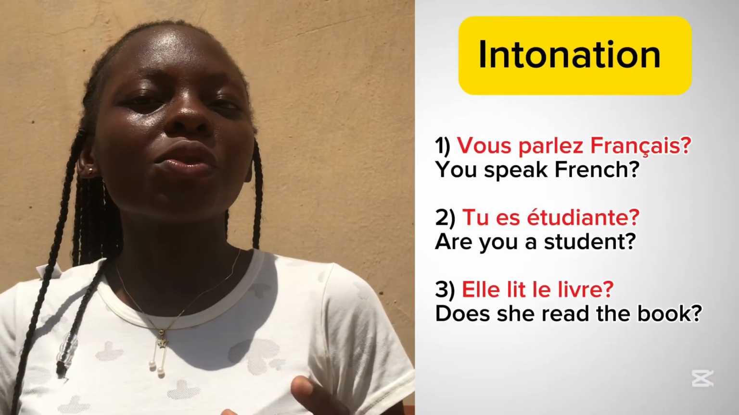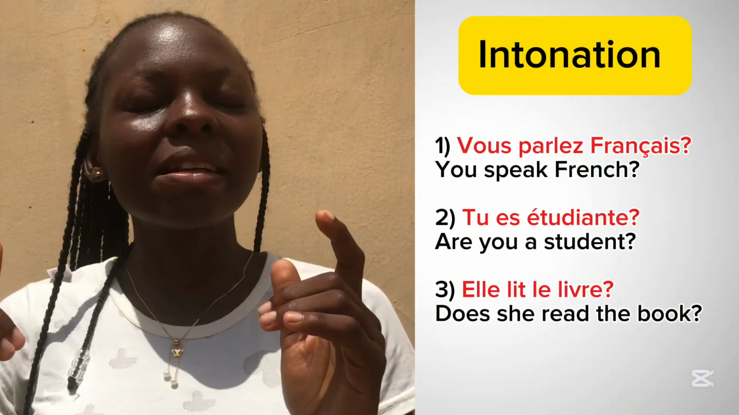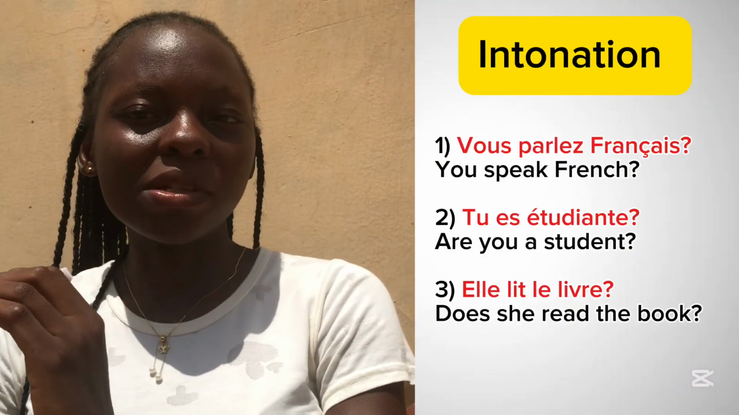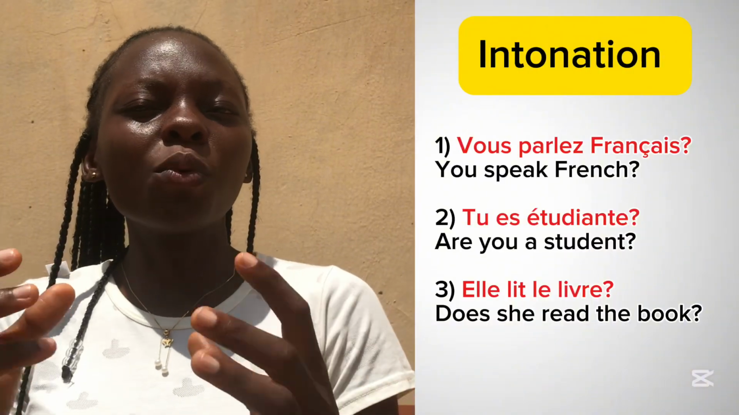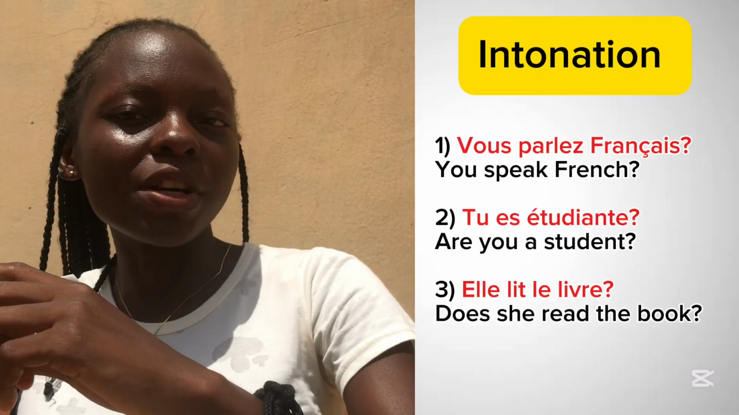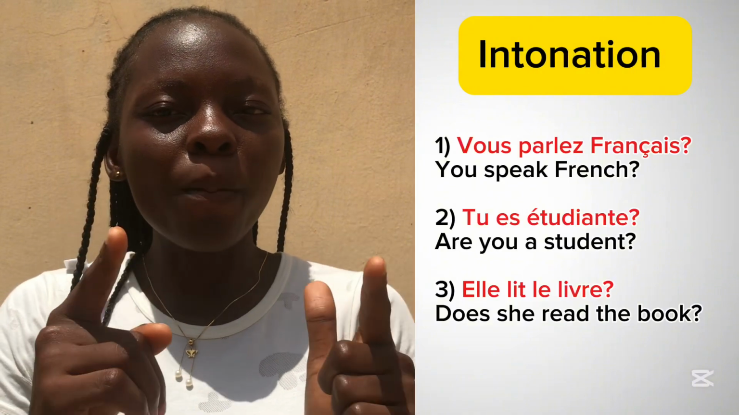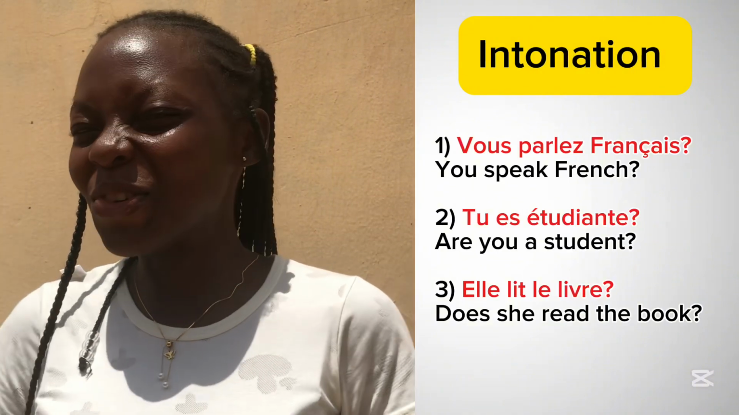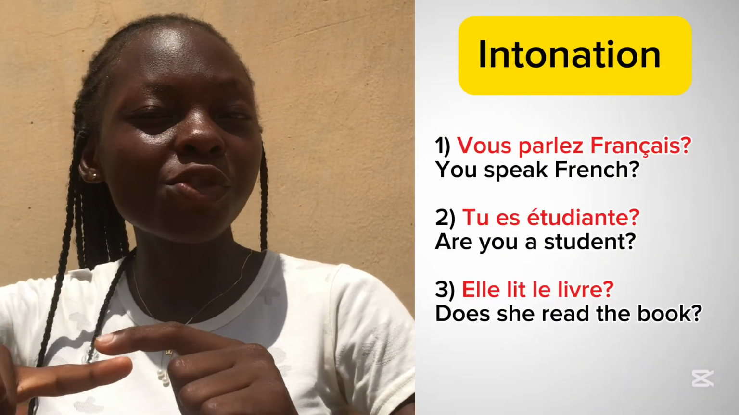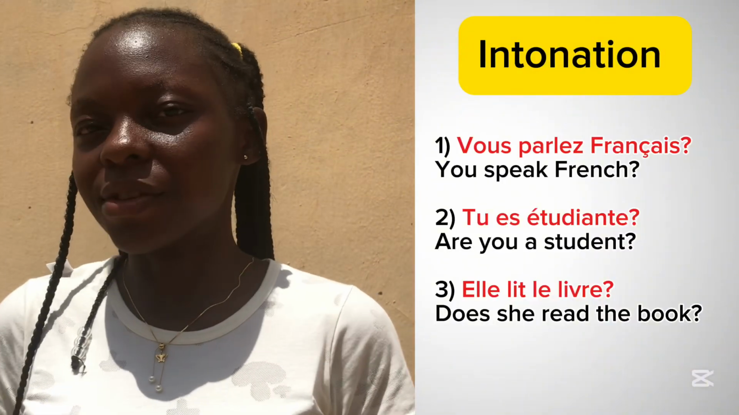The intonation method just requires you to rise or to fall your voice. Let's take this example. Vous parlez français. This is an affirmation. But if you want to form a question out of this sentence, what do you do? You have to raise your voice at the end of the sentence. Vous parlez français? Do you get it? So you just raise your voice at the end of the question. The person will understand that she's asking a question.